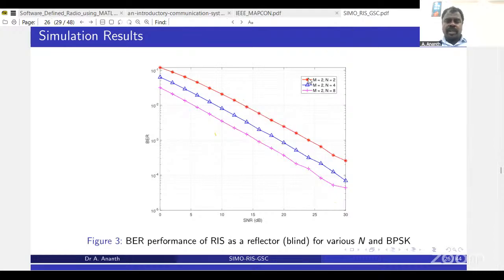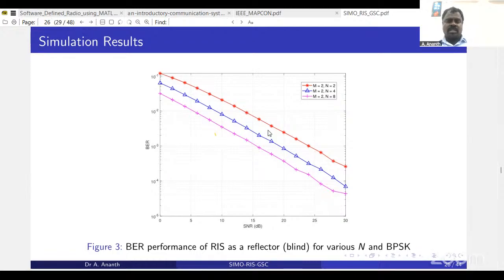Here also you can see M equal to and N equal to, which indicates that we have used BPSK with M equal to, and the number of RIS elements we are trying to increase. Here also you can see the same trend: as the number of RIS elements is increased, the performance becomes better. That is one strong observation we can make.